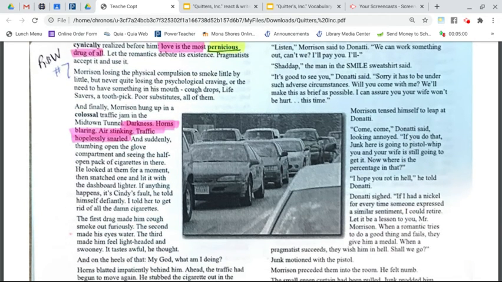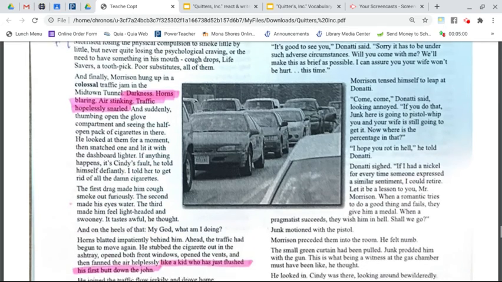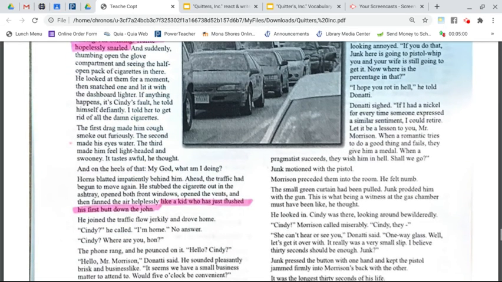Morrison tensed himself to leap at Donati. Come, Donati said, looking annoyed. If you do that, Junk here is going to pistol whip you and your wife is still going to get it. Now, where is the percentage in that? I hope you rot in hell, he told Donati. Donati sighed. If I had a nickel for every time someone expressed a similar sentiment, I could retire. Let it be a lesson to you, Mr. Morrison. When a romantic tries to do a good thing and fails, they give him a medal. When a pragmatist succeeds, they wish him in hell. Shall we go? Junk motioned with a pistol.